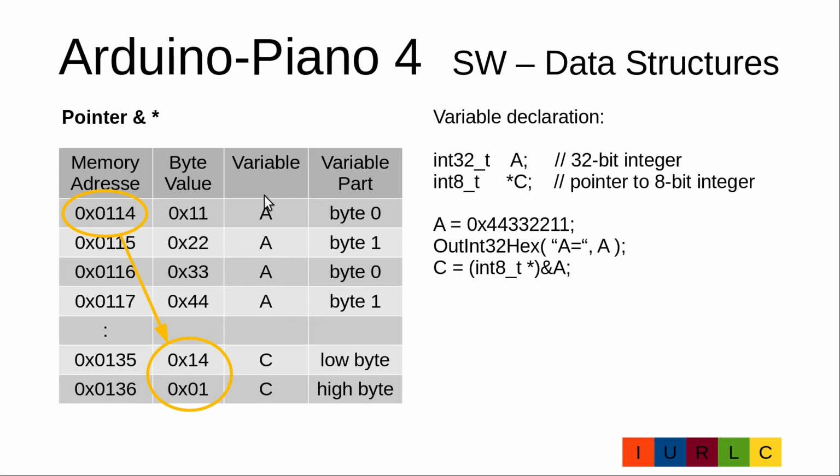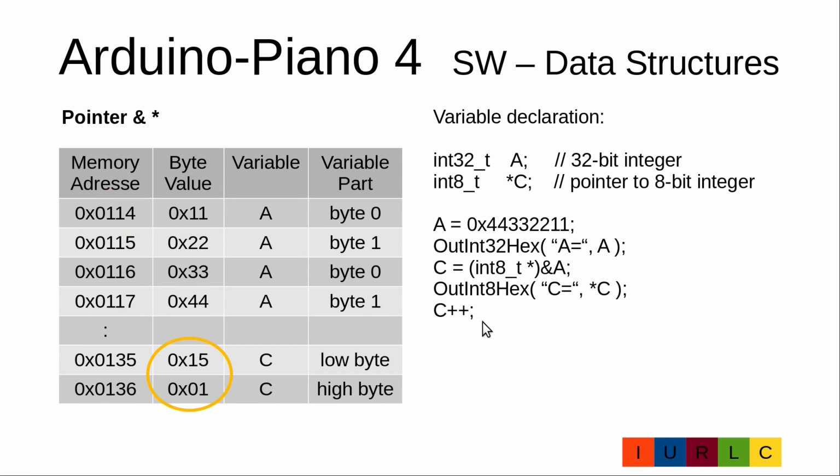Then we load the address of the variable a into the pointer variable c. The address of the variable a is the first byte of a and has the address 0114, and we load this in the variable c, 0114. An address or pointer to a 32-bit variable is usually not compatible to a pointer of an 8-bit variable. To tell the compiler that it is our intention, we have to do a type conversion here. Now we have access to the 8-bit variable to which c is pointing. c is pointing to 0114 and at the address 0114 the contents of the memory is the hex value 11.